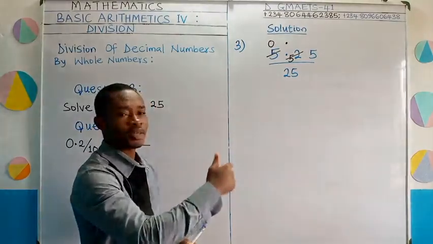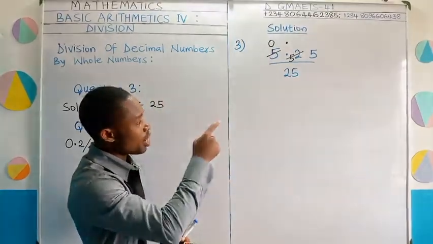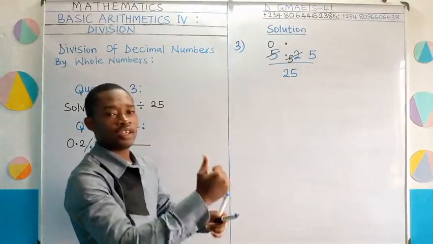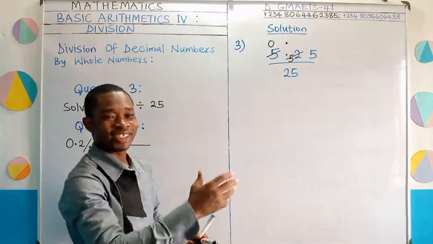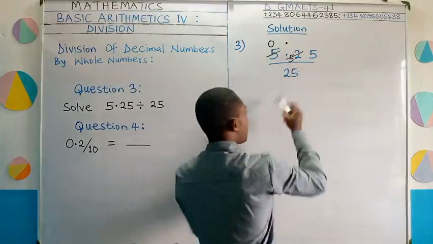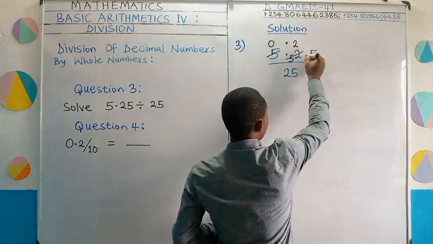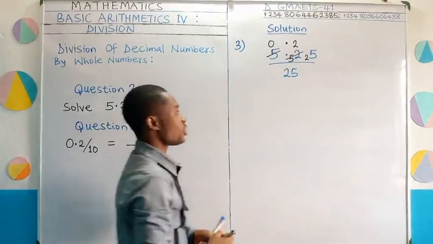If you do 25 times 3, you get 75. And then 52 that we are dividing is between 50 and 75 in the 25 times table. So you go for the smaller one, which is 50. It simply means that 52 divided by 25 will give us 2 times, remainder 2. Again, attach the 2 to the last digit 5 there, and that gives us 25.